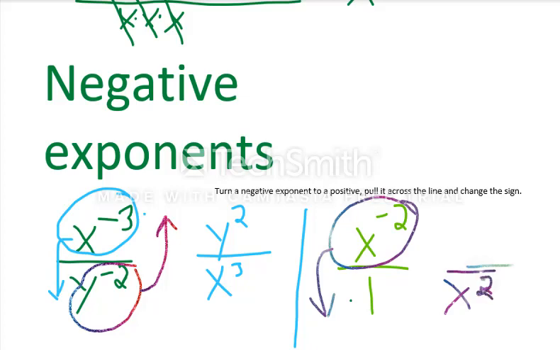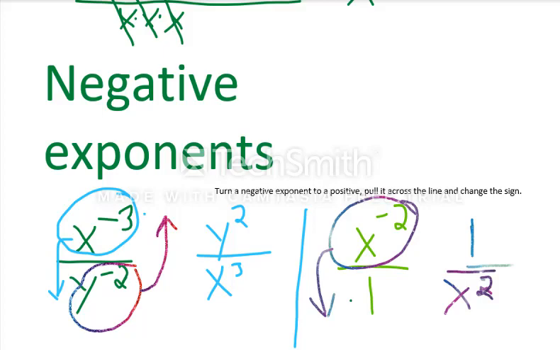Now we can't just leave the top empty, so we will have a 1 up top. It'll just be that 1 by itself. We can always write something over 1 as a fraction because anything divided by itself is 1, and then that just pulls it down across the fraction bar. All right.